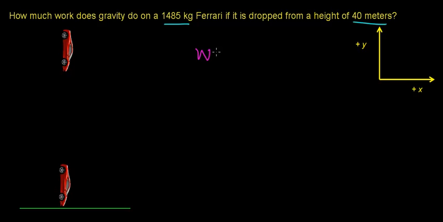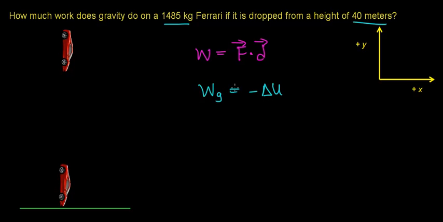We're going to use the relationship that says that the work done by gravity is going to equal the force acting on this car over the distance that this force acts, which is the definition of work. And we're also going to use the relationship that says that the work that the force of gravity does on this object equals the negative change in this object's potential energy.